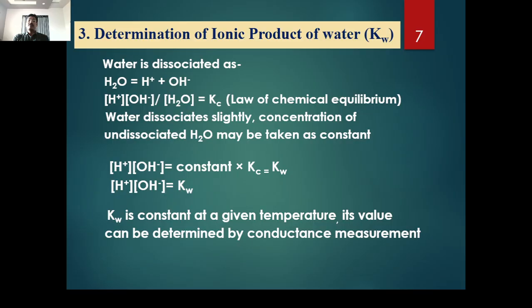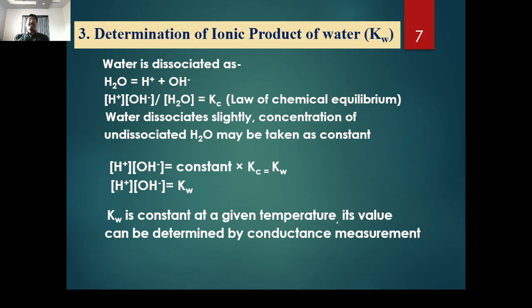The next application is to determine the ionic product of water. We know that water, H2O, is slightly dissociated, and therefore the ionic product of water is determined by using the Kohlrausch law. Water is dissociated as H plus ion plus OH minus ions.